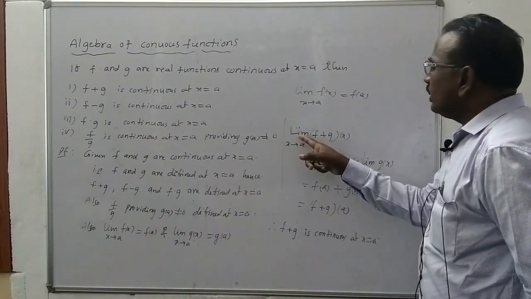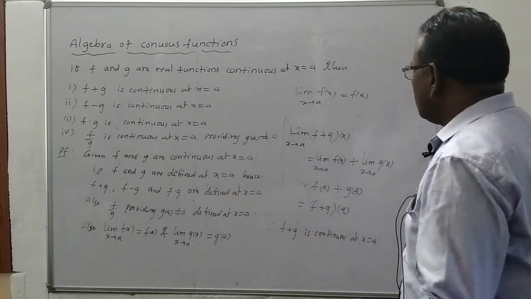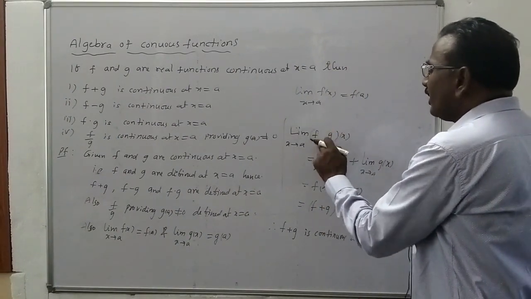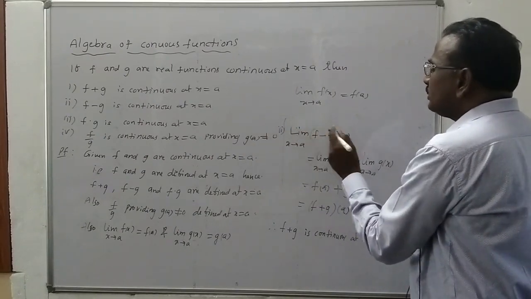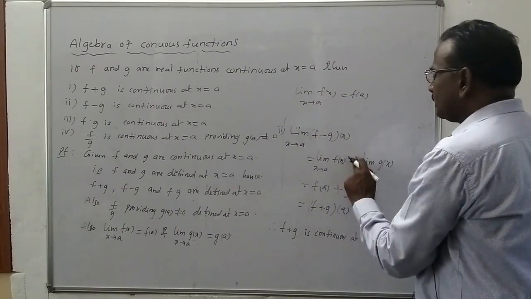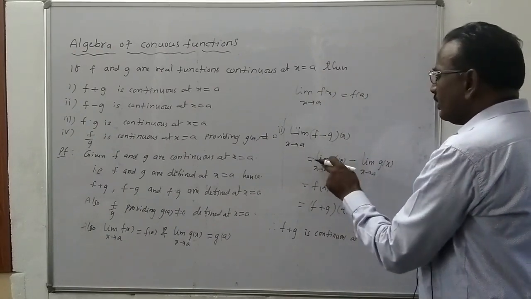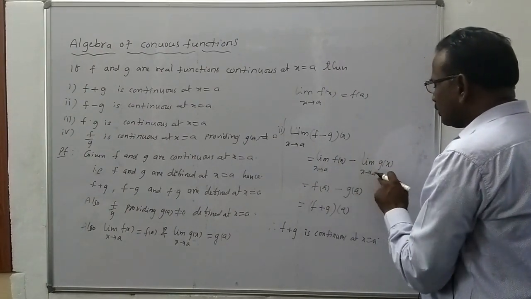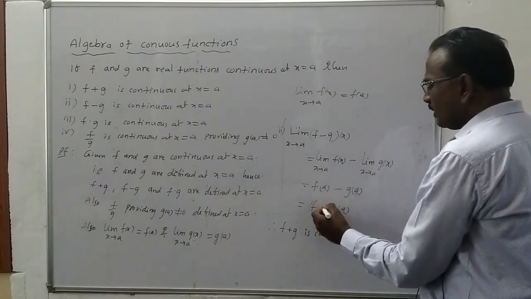We need to prove limit as x tends to a, f minus g of x is equal to f minus g of a. So limit f of x, so take minus. Second question, limit f minus g of x as x tends to a is equal to, by algebra of limits, limit of f of x minus limit of g of x as x tends to a. Again limit f of x as x tends to a is equal to f of a, minus limit g of x as x tends to a is equal to g of a. So by algebra of functions, f of a minus g of a is equal to f minus g of a.